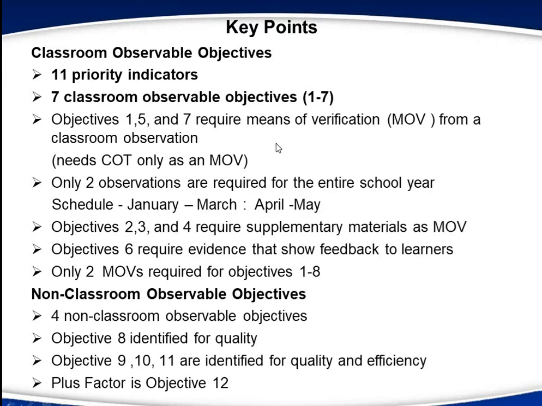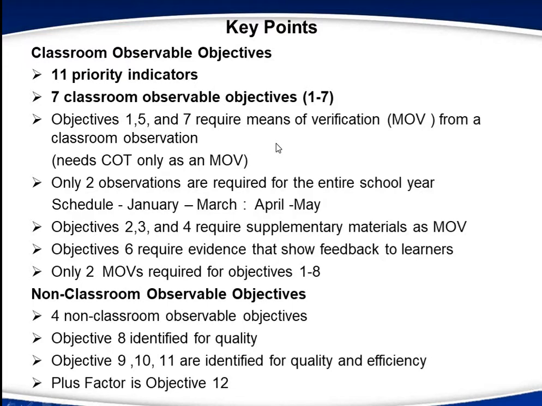To be specific, objectives 1, 5, and 7 require means of verification from a classroom observation. This is the need for COT1 and COT2 as an MOV. There are only 2 observations required for the entire school year, and the schedules are 1 COT for January to March and another COT for April to May. So that gives us the 2 observations.